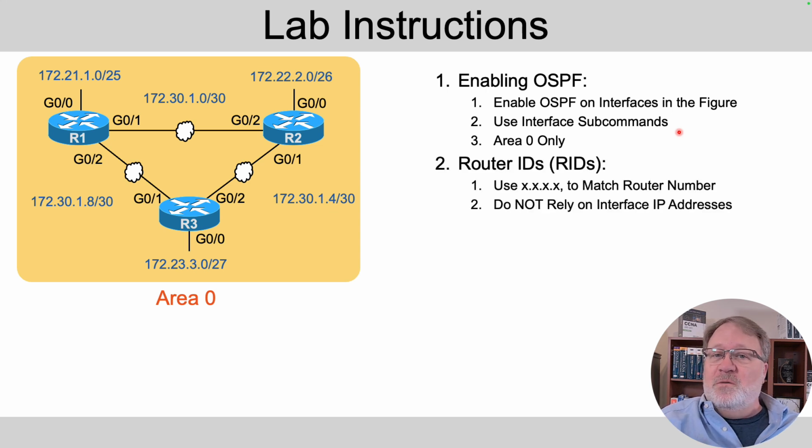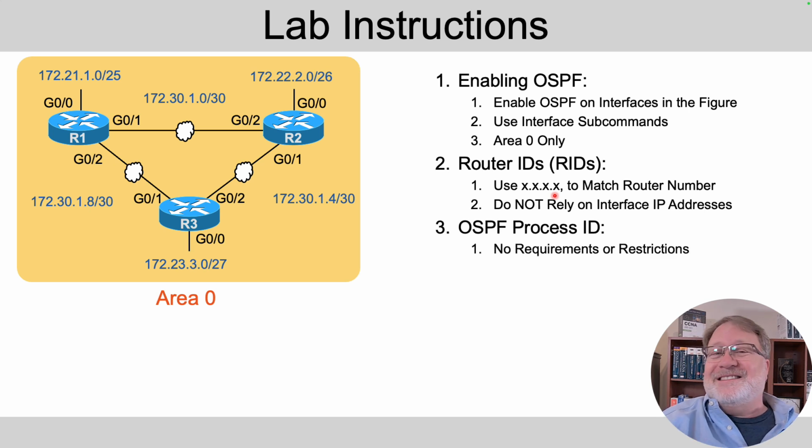Additionally, use configured router IDs, and it says do not rely on interface IP addresses, so just configure those directly. What do you configure? 1.1.1.1, 2.2.2.2, and 3.3.3.3, respectively, to match router numbers 1, 2, and 3. Last up, it doesn't say anything about what OSPF process ID to use, so you can pick. All right, so we'll leave that to you, and I'll talk about that in the review video.